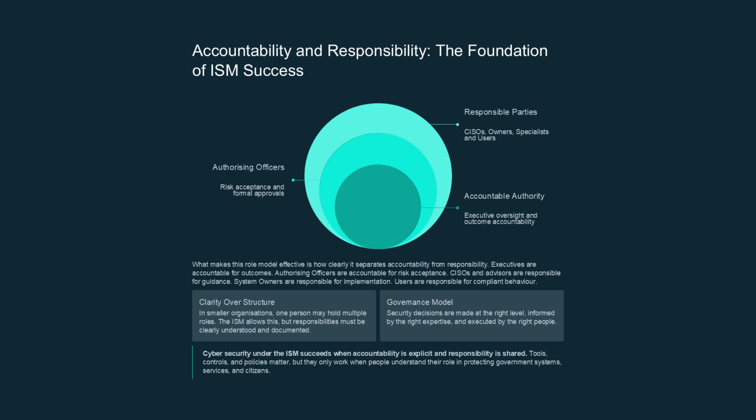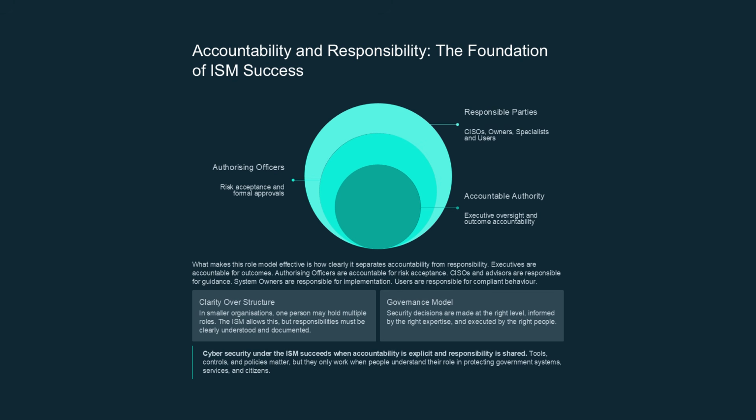You should also recognize that in smaller organizations, one person may hold multiple roles. The ISM allows this, but it does not allow confusion. Even if roles are combined, responsibilities must still be clearly understood and documented. Clarity matters more than structure.